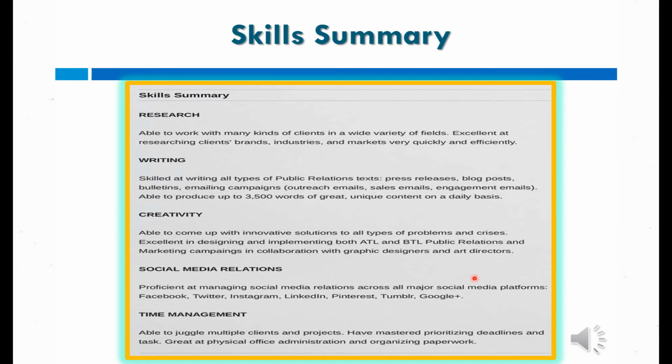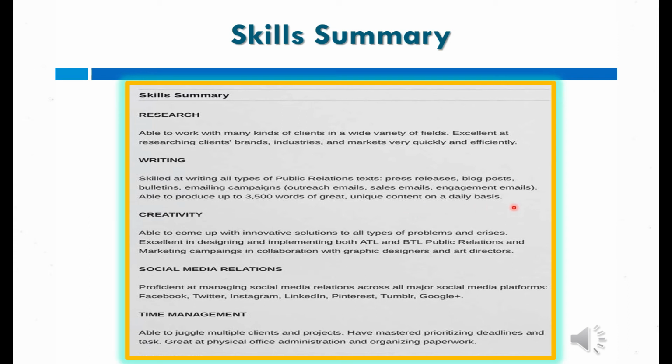Okay, so now he's got research skills, able to work with many kinds of clients in a wide variety of fields, excellent at researching client, brand, industries, markets, very quickly and efficiently. So this is an example of the skills he's used in previous jobs. Writing, okay, skilled at writing all types of public relation text, press releases, blog posts, bulletins, emailing campaigns, outreach emails, sales emails, engagement emails, able to produce 3,500 words of great unique content on a daily basis. Now that is some achievement.